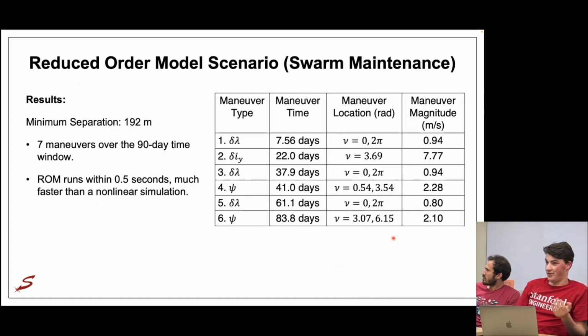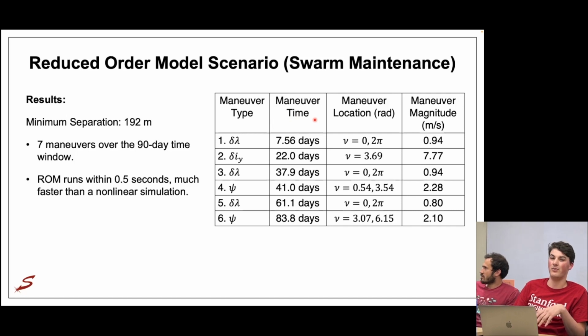All right, and then you just run it through the reduced order model and you end up with the following results. Minimum separation, 192 meters, which is small as expected, because we had a very close conjunction just for demonstration between those two vectors. And then you run this and you're going to get 7 maneuvers over the 90-day time window in this case. So it'll spit out the maneuver type and the time at which that maneuver needs to be performed, approximately. I'm not taking into account that we need to perform maneuvers 1, 2, and 3 in order to do a delta E reconfiguration, for example.